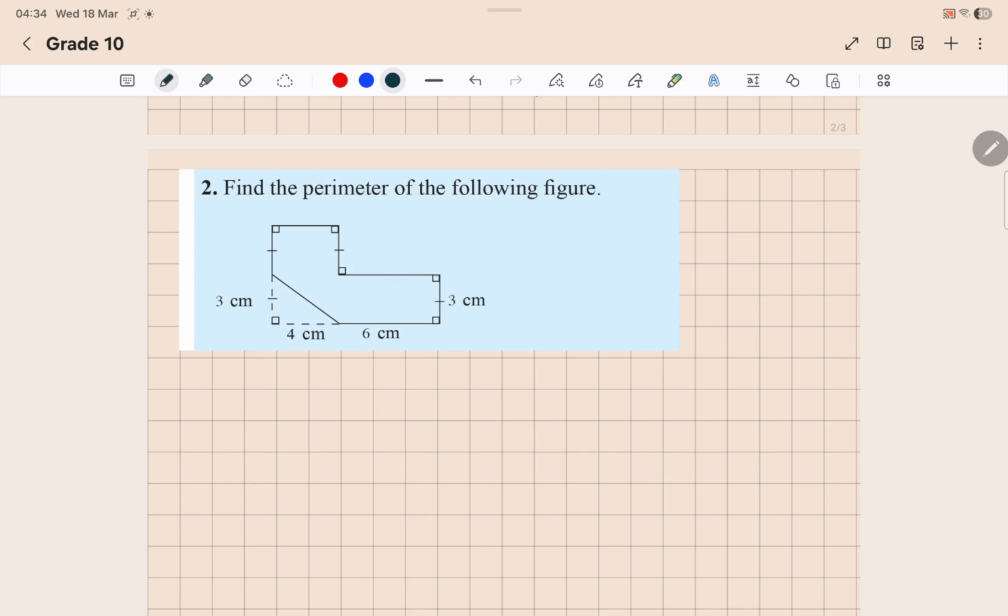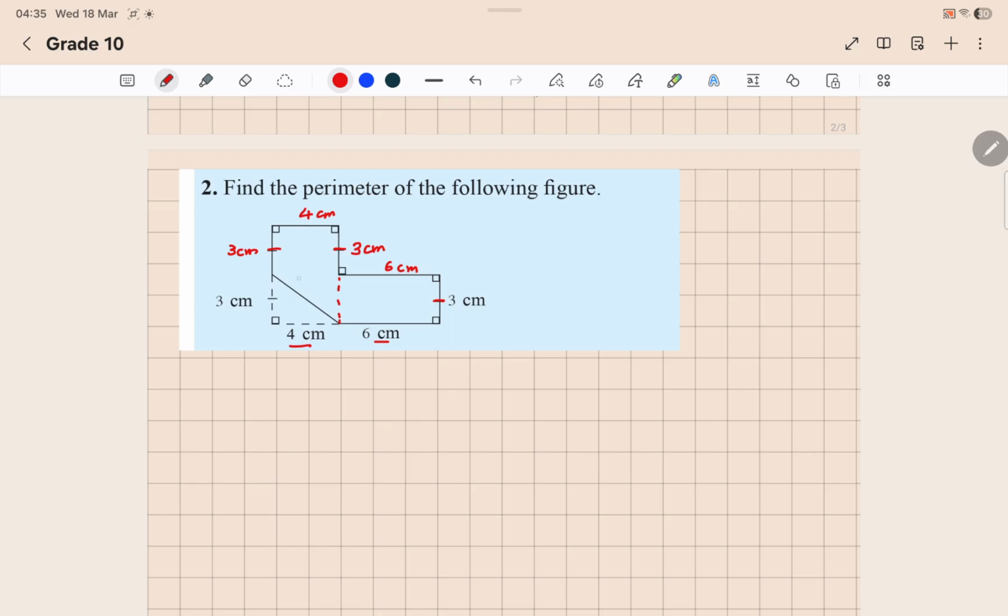So let's look at this composite shape. We want to find the perimeter of this. Now let's use what we know. This is 4, so we mark that as 4. These three lengths are equal, so we know this is 3, and this has to be 3, and this has to be 3. So those are done. Then this length is 6 centimeters, because this is 6. So that is also done.